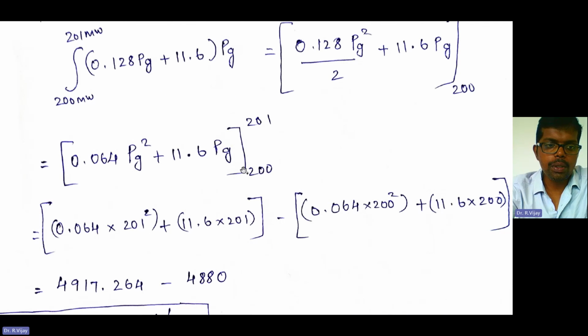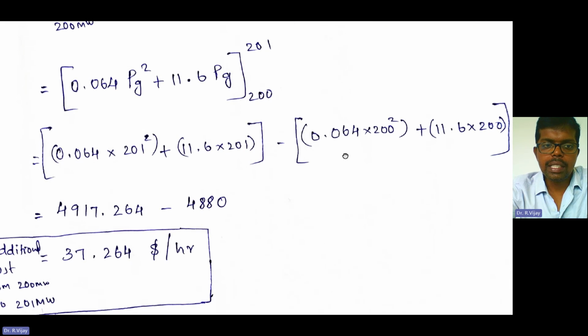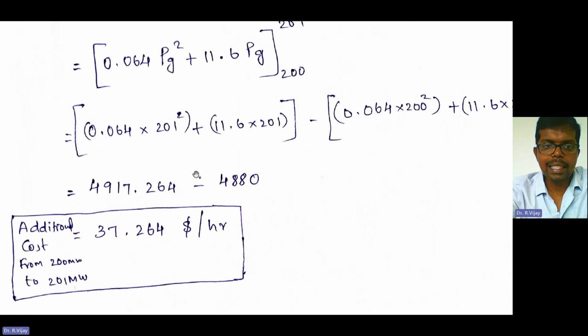So while substituting, for 201, that is 0.064 into 201 squared plus 11.6 into 201, minus, for 200, that is 0.064 into 200 squared plus 11.6 into 200. Just simplifying, we get the answer as 4917.264 minus 4880.